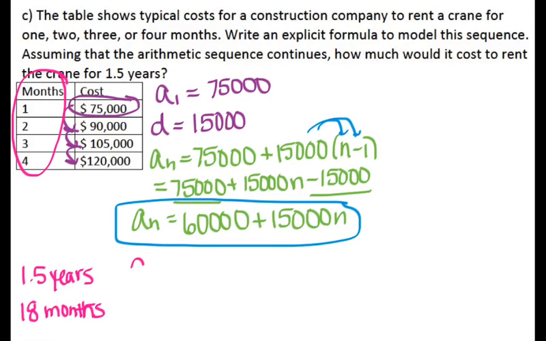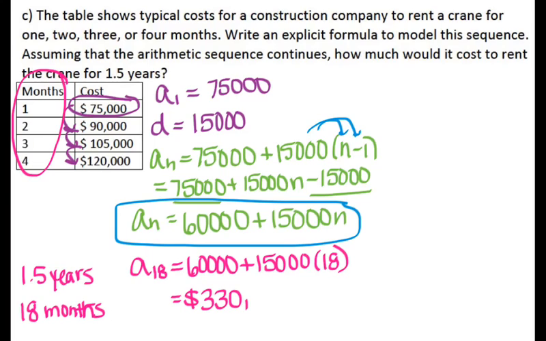So what we're looking for is the 18th term. Be careful, do not plug in 1.5 down here, because your term number should always be a whole number. So we're looking for the 18th term. So that means I can take 18 and plug it in for n. When you do that, it should come out to $330,000.